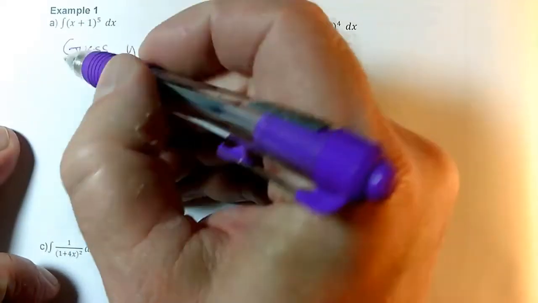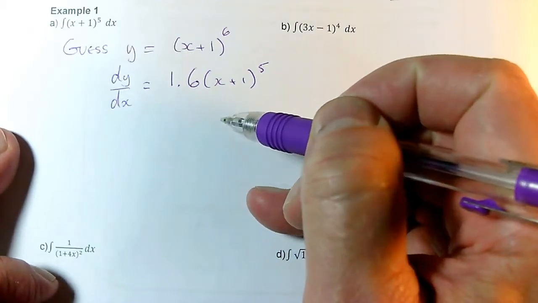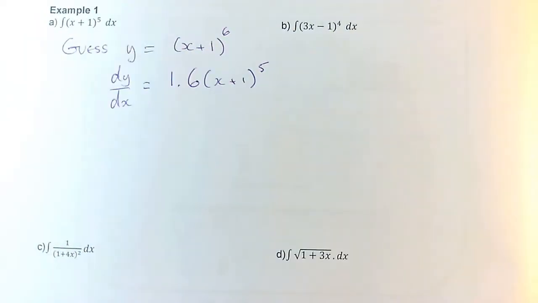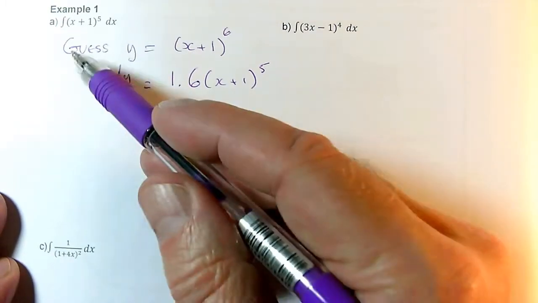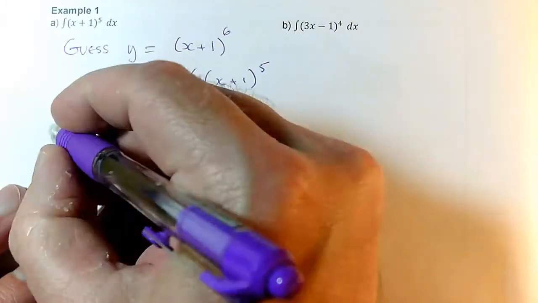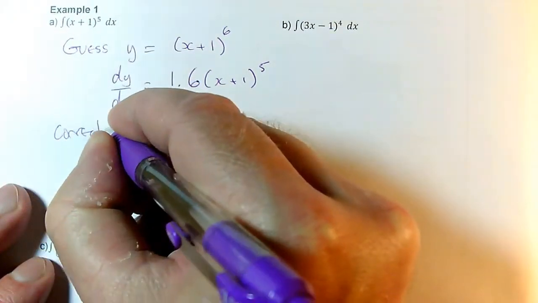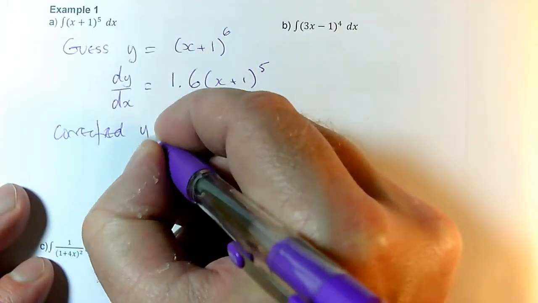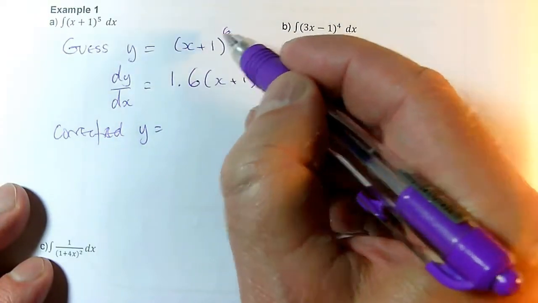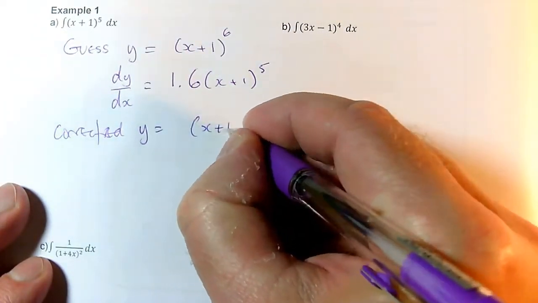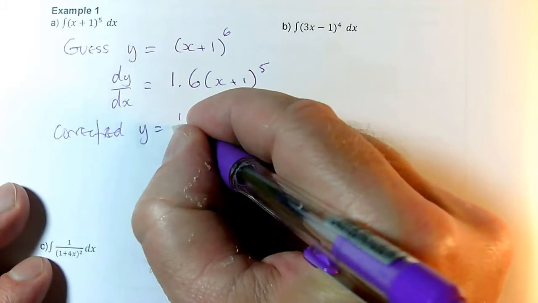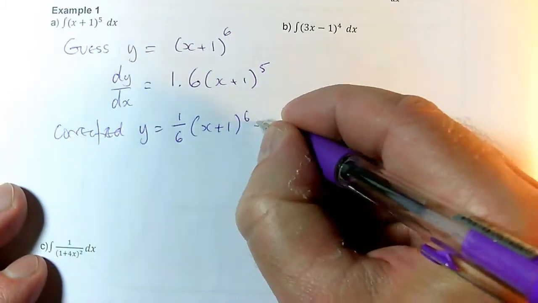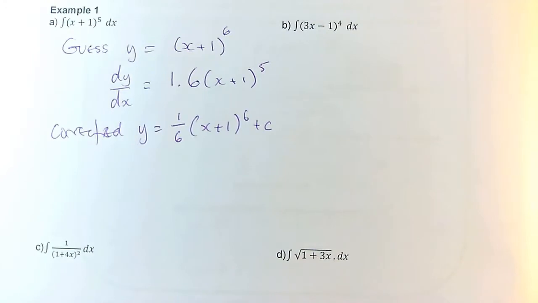But what did I want? I wanted the answer to this, if I'd guessed exactly right, to have been the thing in the integral. Remember, what we're doing is integration is differentiation backwards. So I'm trying to guess the thing that, after being differentiated, gives me the function inside the integral. So my corrected guess, I need to think about how to change my guess x plus 1 to the power 6, in order to get exactly the right answer. The answer I want doesn't have this 6 on, so I need to put 1/6 in front of it, and I need to put the plus c, of course, because it's an indefinite integral, and that's my answer.